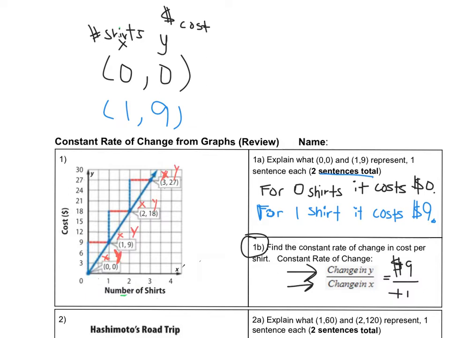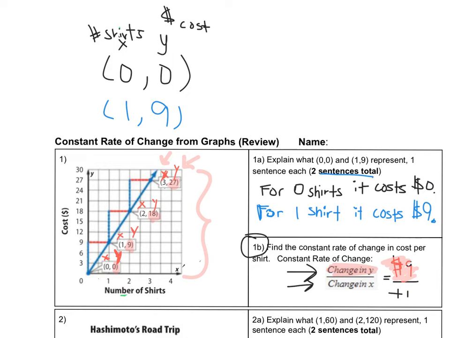The alternative way: each of these points has an x value and a y value. Like if you look over here, there's an x value and a y value for every single one. So if we want to find the constant rate of change, the change in y, if you go 0, 9, 18, 27, I'm highlighting all the y values. Those are counting by 9s. So that's why the change in y is plus 9.